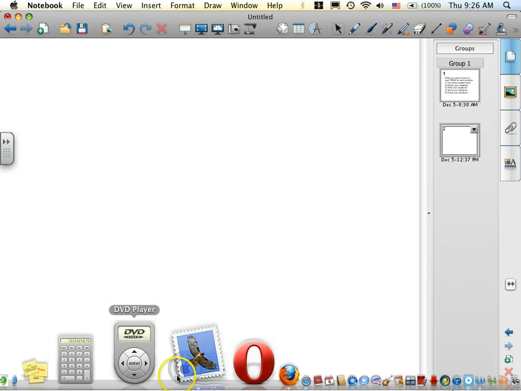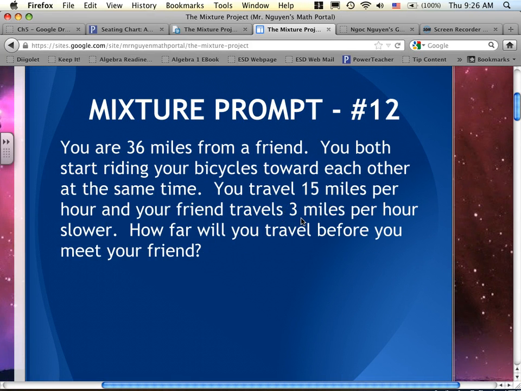Look at our next prompt. And here's the prompt. It says here that you are 36 miles from a friend. You both start riding your bicycle towards each other at the same time. You travel 15 miles per hour and your friend travels 3 miles per hour slower. How far will you travel before you meet your friend?